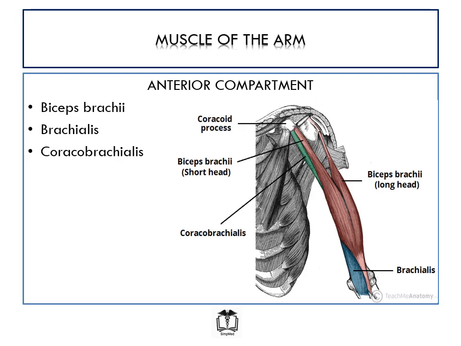Starting off with the anterior compartment of the arm, the anterior compartment of the arm contains three major muscles. This includes the biceps brachii muscle, the brachialis muscle, and the coracobrachialis muscle. Let's talk about each of them one by one.